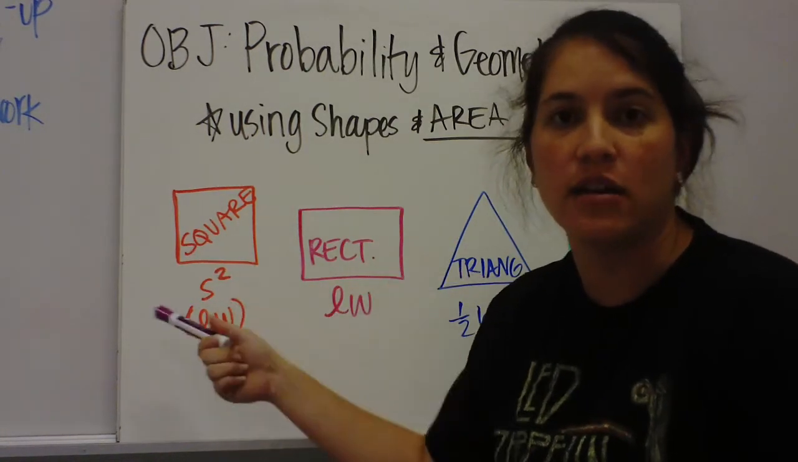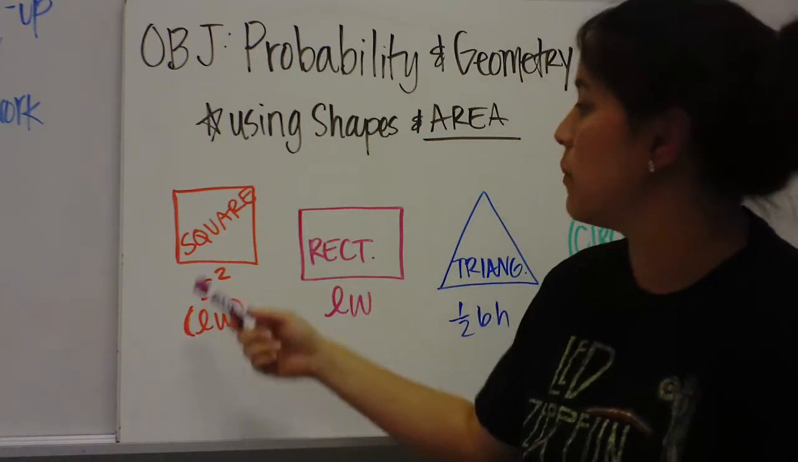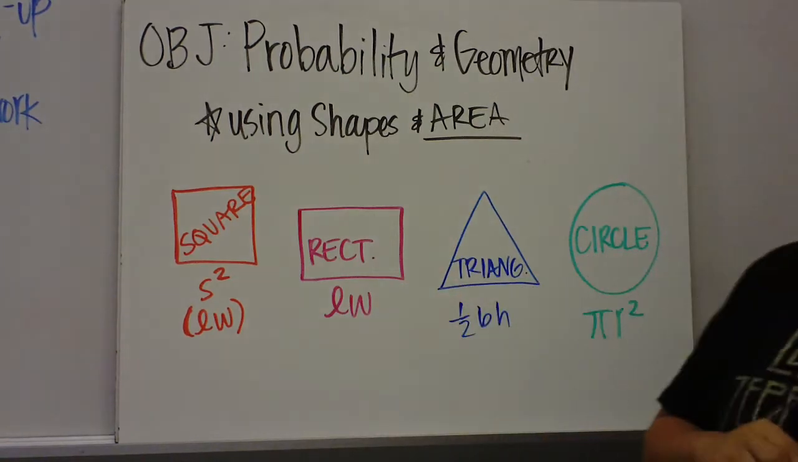So copy these shapes down and get the area formulas for them. And we'll be using them in our examples. The square, rectangle, triangle, and circle. So copy those down.